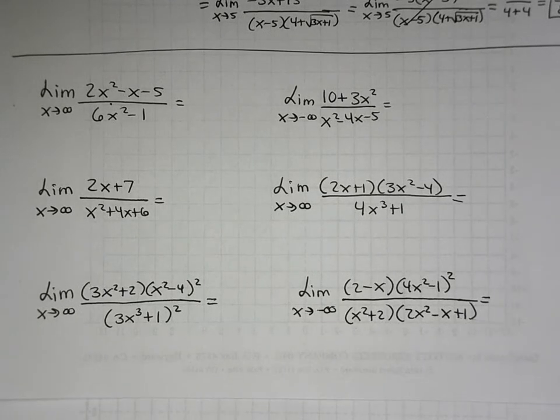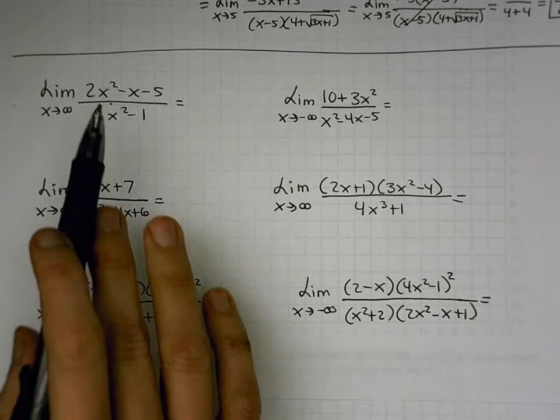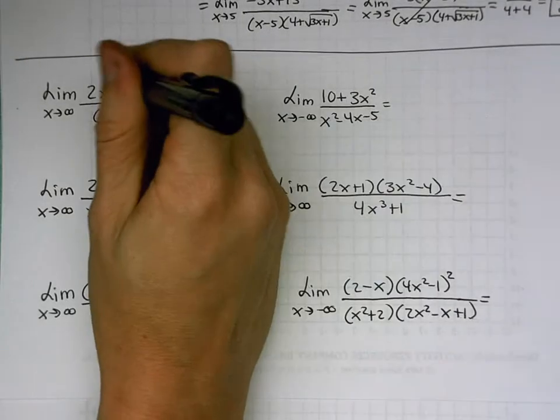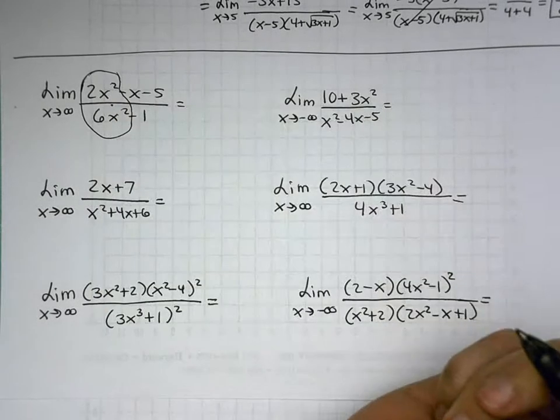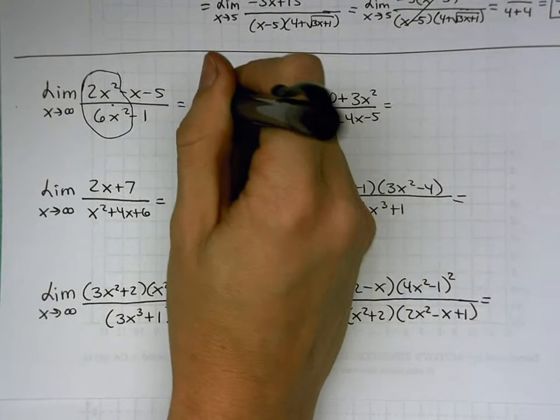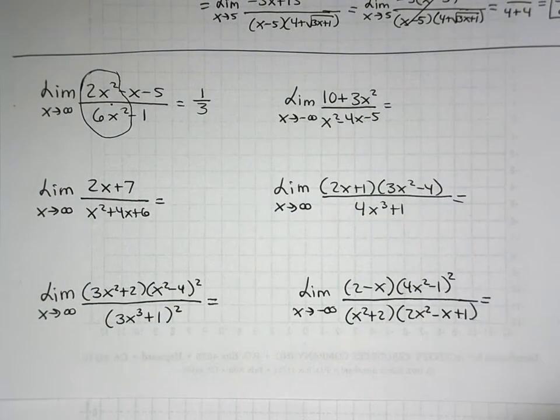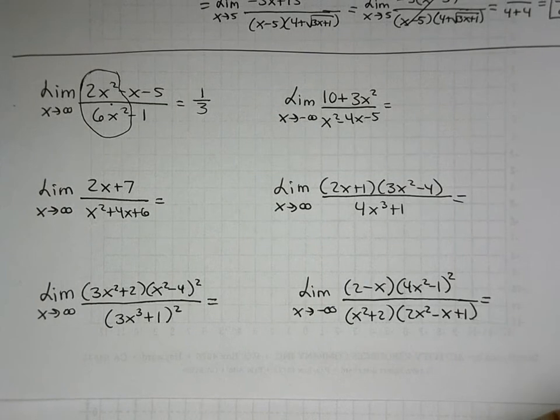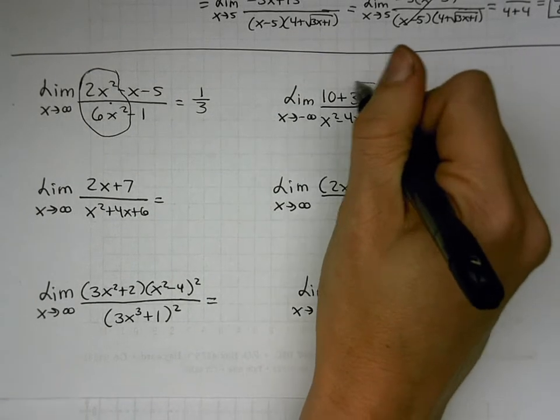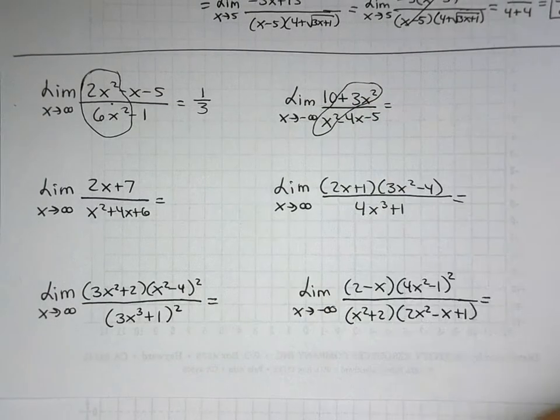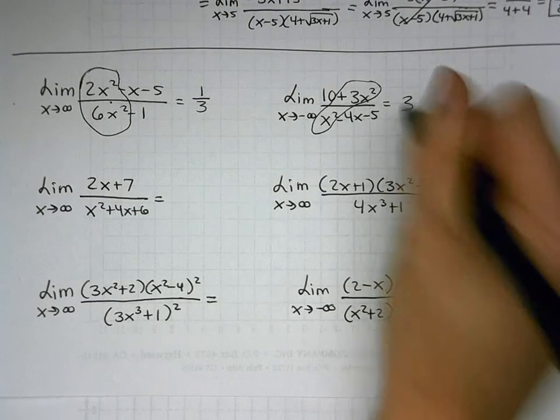Okay, so infinity or negative infinity, we're looking at top heavy, bottom heavy, equal heavy. In this one, these are equal heavy. So reducing 2 over 6 is 1/3. Okay, next one. Top heavy, bottom heavy, equal heavy. In this one, we are equal heavy. So reducing 3 over 1 is 3.